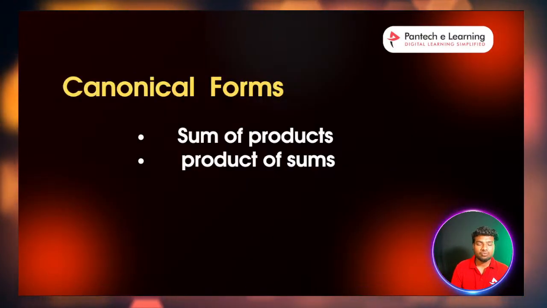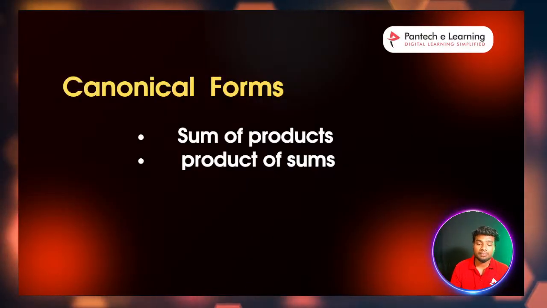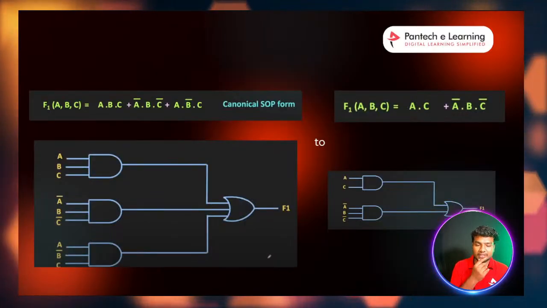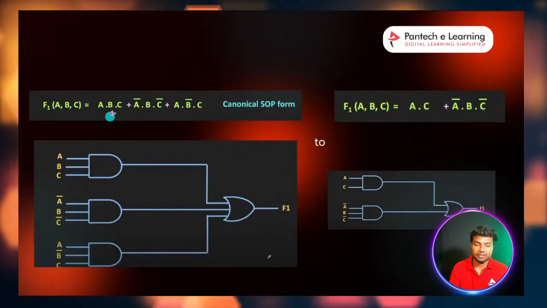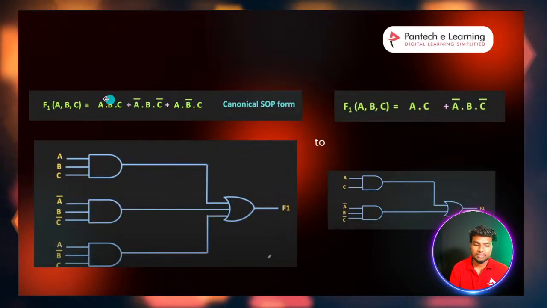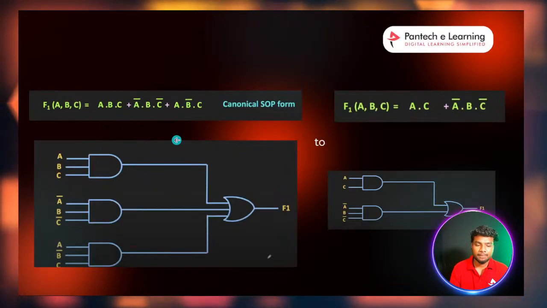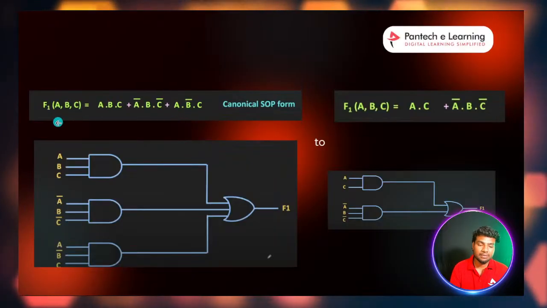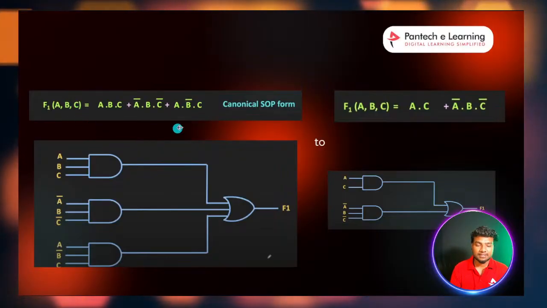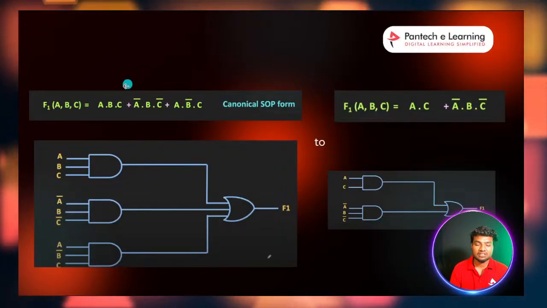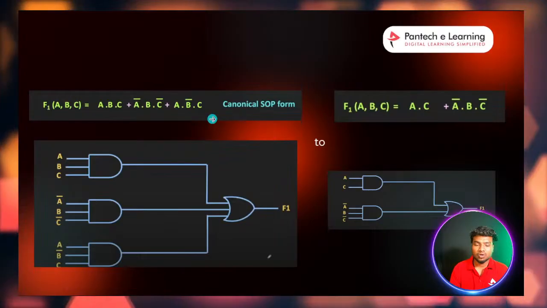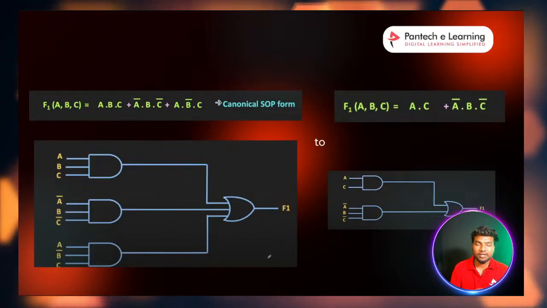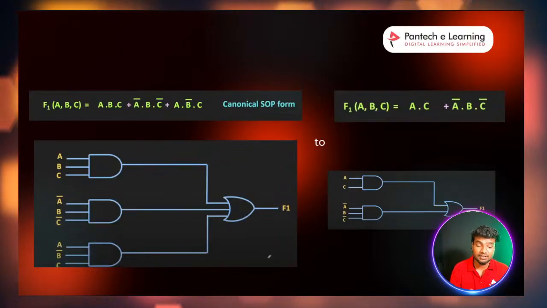It has two canonical forms, sum of products and product of sums. This is the canonical form of sum of products, and this is product of sums. Here is one expression, a function of three variables a, b, c. I want to simplify this expression. We can simplify by using the Boolean rules and also by using the K-map.